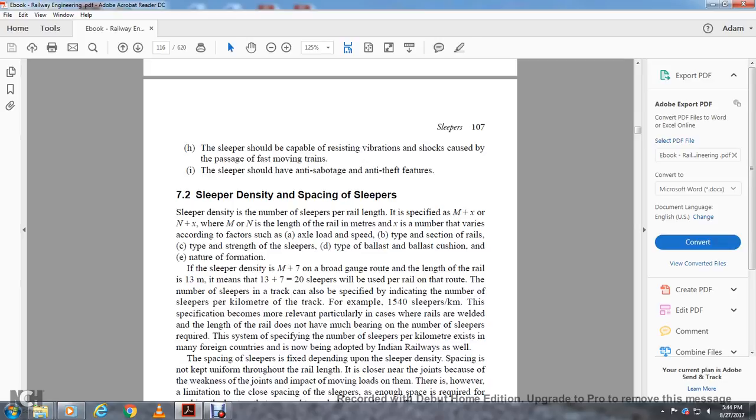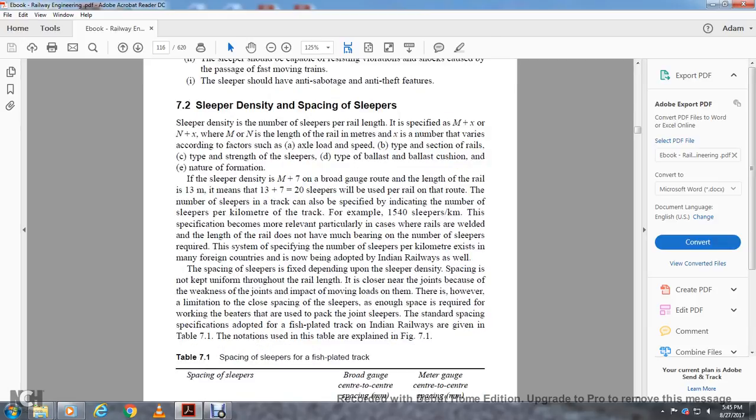For example, for a broad gauge route with a rail length of 13 meters and a sleeper density of n plus 7, 13 plus 7 gives 20 sleepers used per rail on the route. The number of sleepers can also be specified as the number of sleepers per kilometer of track, for example 1,540 sleepers per kilometer. This specification is relevant in particular in case the rails are welded. The length of the rails does not have so much bearing on the number of sleepers required. The system of specifying the number of sleepers per kilometer exists in many foreign countries and is now being adopted by the Indian Railways as well.